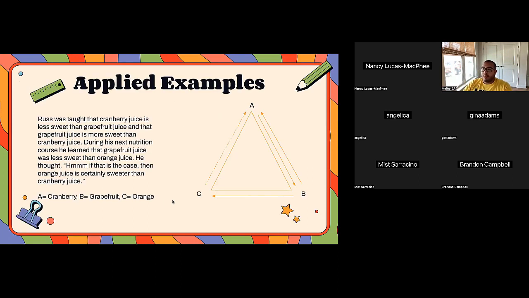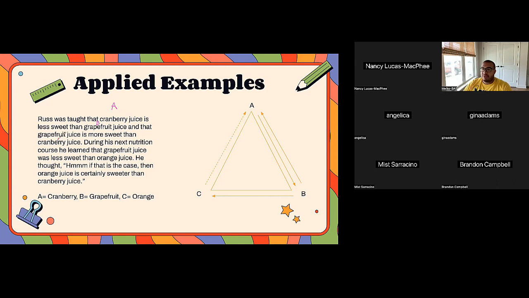All right, our applied example. Russ was taught that cranberry juice is less sweet than grapefruit juice, and that grapefruit juice is more sweet than cranberry juice. So what I would do here, I would use my whiteboard, right? I'm going to draw on this, and I know my drawing is terrible, but I'm going to do it anyways. Russ was taught that cranberry juice, I would write an A here for cranberry juice, is less sweet than grapefruit juice. I would write a B here for grapefruit juice. Obviously, you can't do this on the screen on the test, but I would be using my whiteboard. And that grapefruit juice is more sweet than cranberry juice.